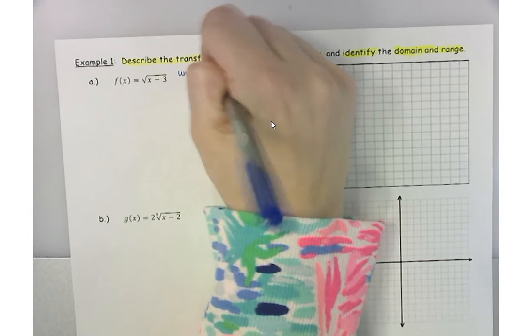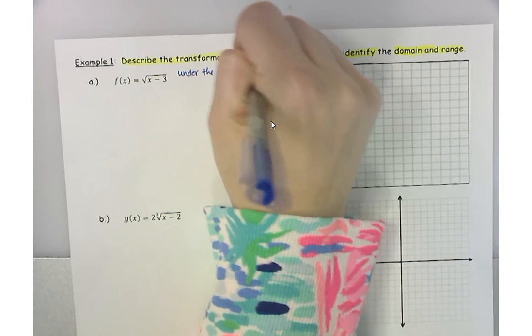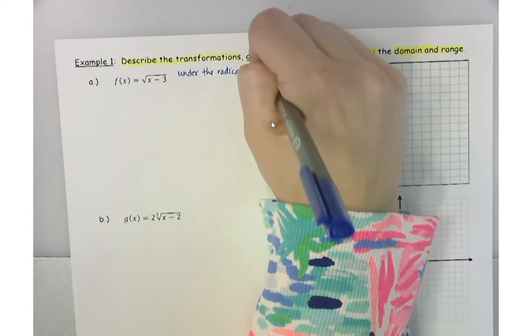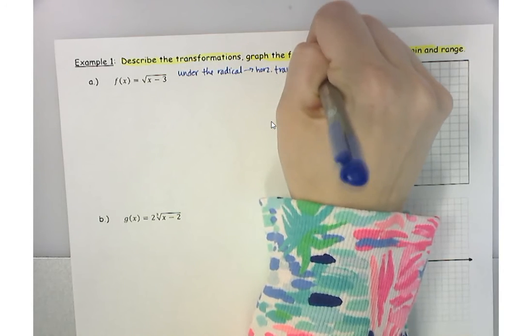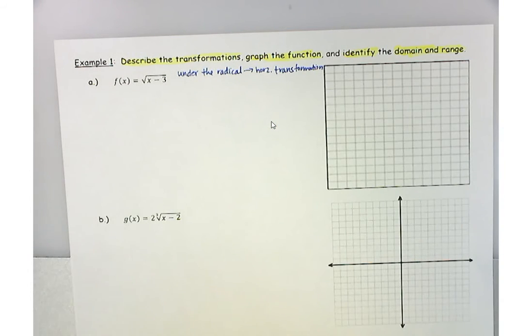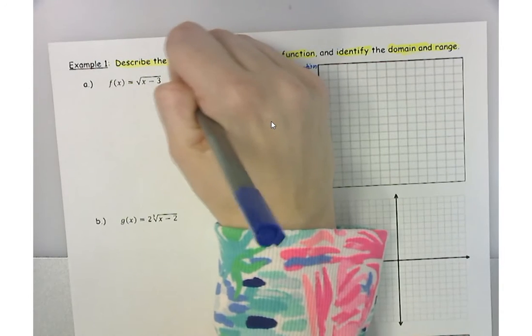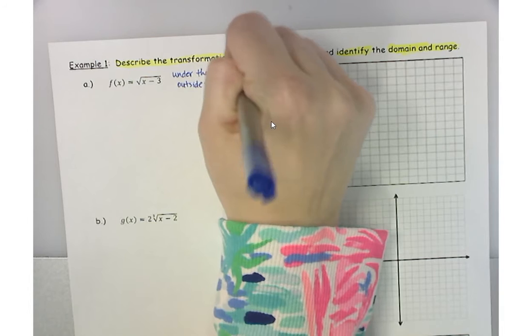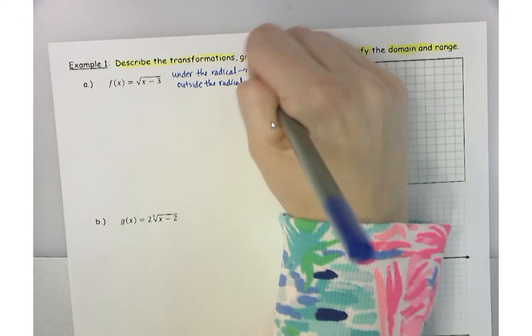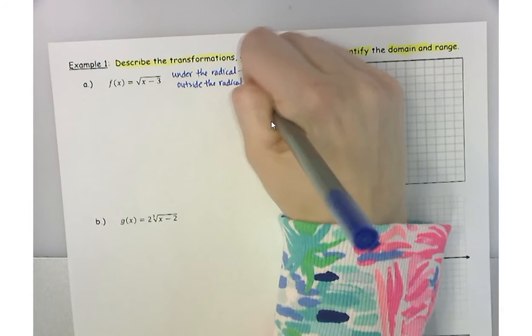If it's outside the radical, then it's some kind of vertical transformation. Notice I'm saying transformation and not translation. The transformation includes the translations and the stretch and compressions. So in terms of describing the transformations, keep that in mind. We also have reflections, which we'll talk about. We are going to graph the function.